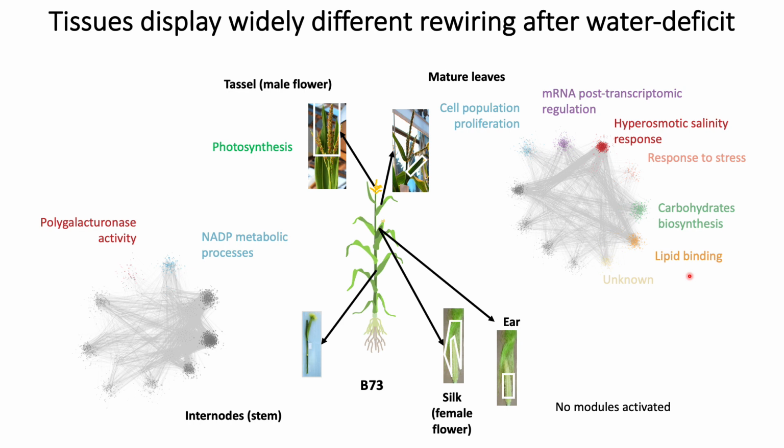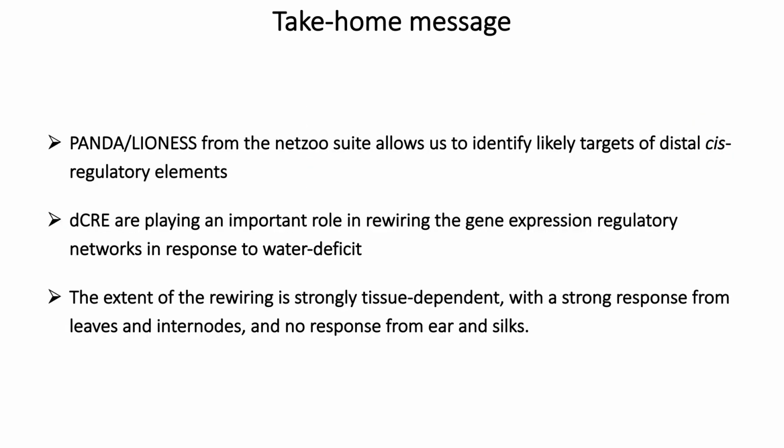Another very interesting set of tissues were the 3 levels of internodes that all showed a very profound rewiring of energy-producing processes and also of cell wall biosynthesis. And we know that the quality of cell walls changes dramatically following water deficits. Finally, and maybe more surprisingly, we didn't find much rewiring in the reproductive organs such as the tassels, the silks, and the ear.